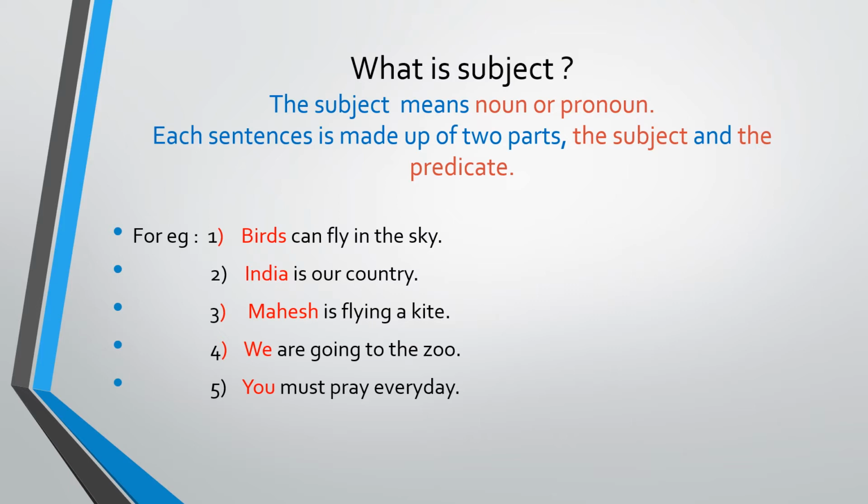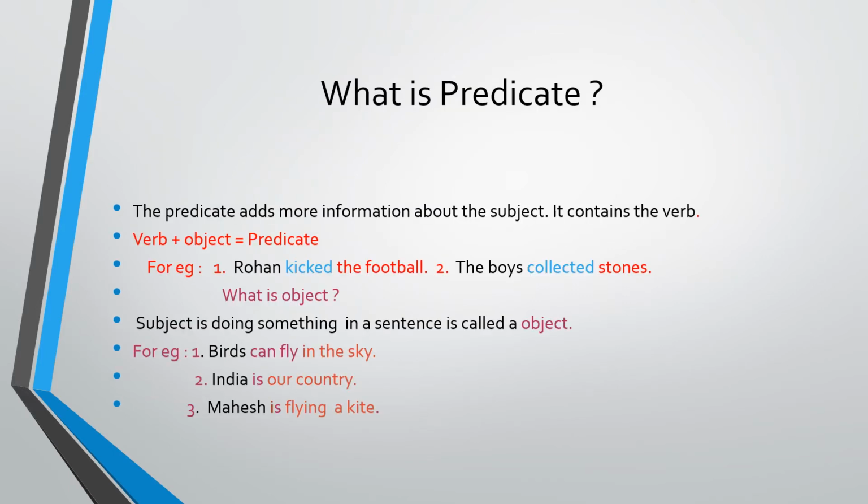Now, the sentence has 2 parts. Always the sentence has 2 parts. The first part is the subject and the second part is the predicate. So subject we studied here. Now what is the subject? Yes, any noun or pronoun. A sentence begins with the noun or pronoun. It is a subject. Let's take the predicate. Predicate means it is coming after the subject. It means verb plus object equals predicate.